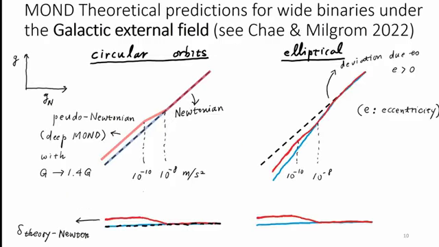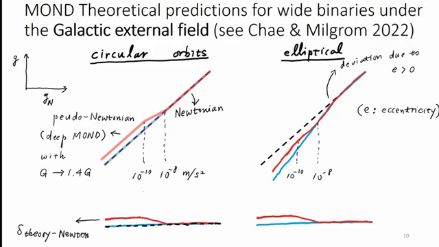Okay, so what does this theory predict? Here there's one important complication: the external field effect from the galaxy. In the solar neighborhood, the external field of the galaxy is rather strong in this context. So one has to take into account the external field effect of the Milky Way. And once it's taken into account, the prediction is like this.